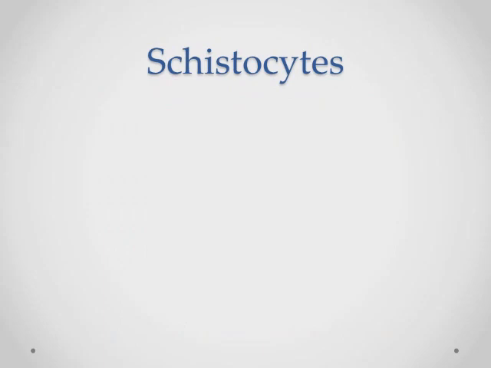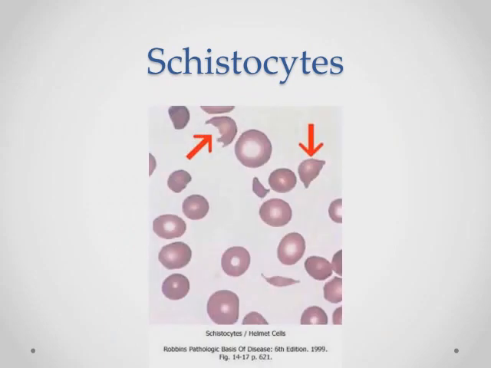Another cell which is called schistocytes. What are these schistocytes? Schistocytes are fragmented red blood cells. Fragmented red blood cells mean that there is something intravascular, this is very important, something intravascular that leads to destruction of these red blood cells. Like what? Like thrombosis, like severe vasculitis.